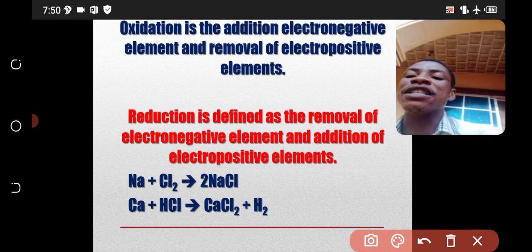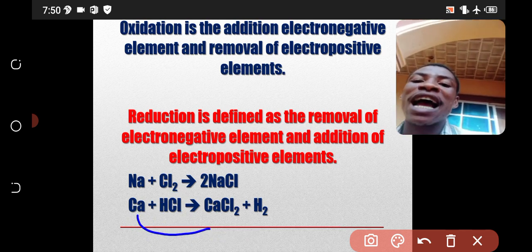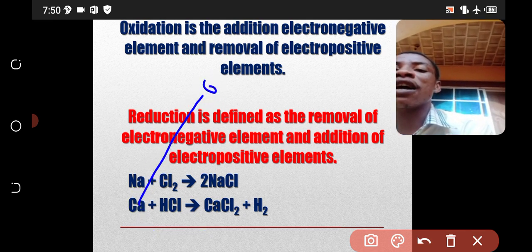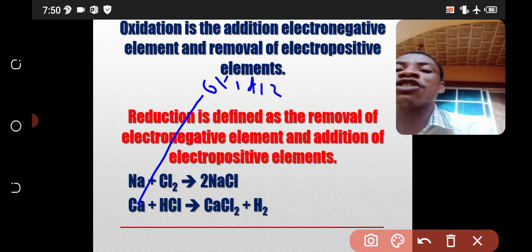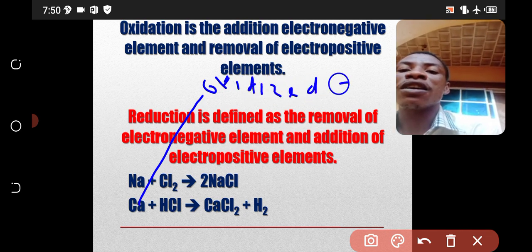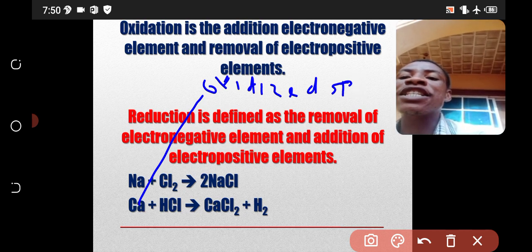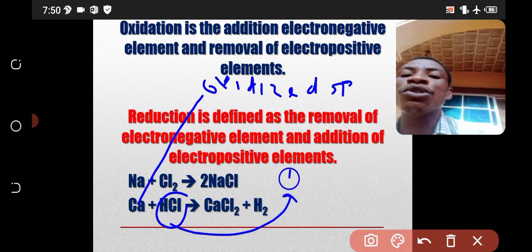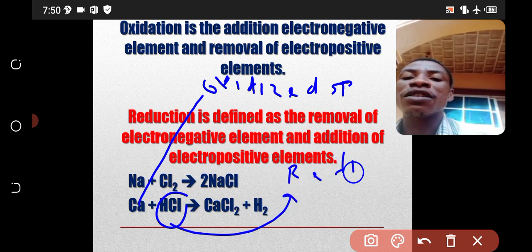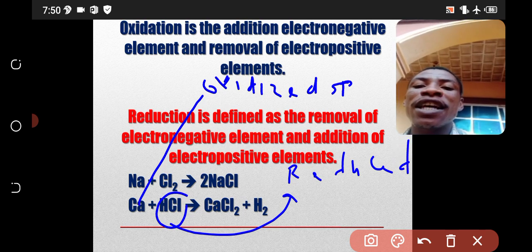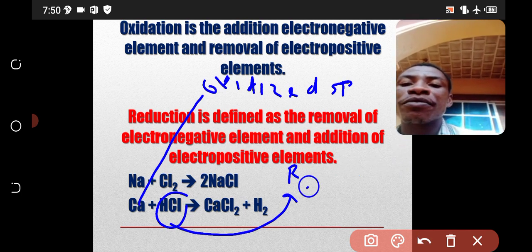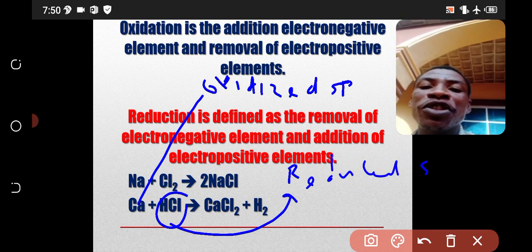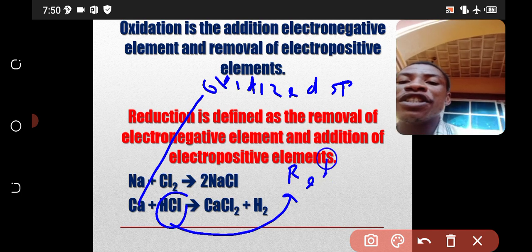So now in this place where calcium has been oxidized, that means calcium is the oxidized species, and HCl has been reduced to hydrogen. So HCl is the reduced species.